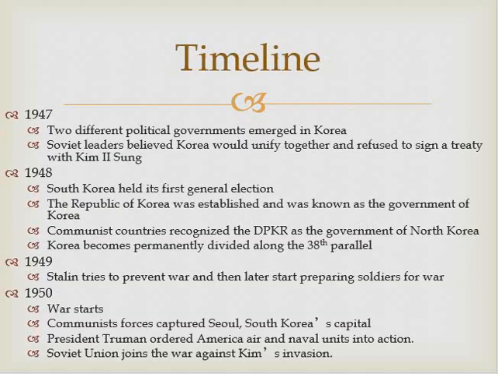I would surely talk about the timelines of this war, and it ranges from 1947, 48, 49, 50. In 1947, if I have to chalk it down, two different political governments emerged in Korea. The Soviet leader believed Korea would unify together and refused to sign a treaty with Kim Il-sung.